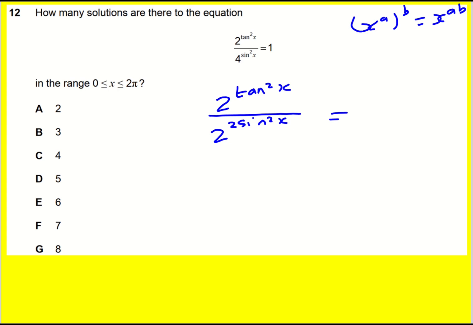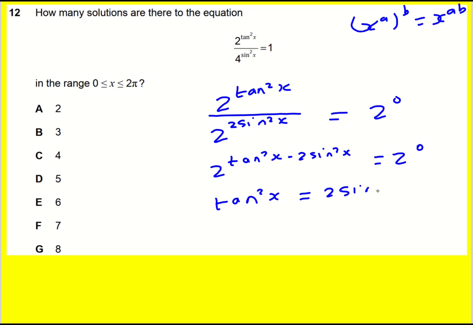And that's equal to 1. I actually wrote it as 2 to the 0 and then subtracted the powers. So I wrote 2 to the tan squared x minus 2 sine squared x equals 2 to the 0. And from that, we can just equate the powers. So tan squared x minus 2 sine squared x is 0. So tan squared x is 2 sine squared x.